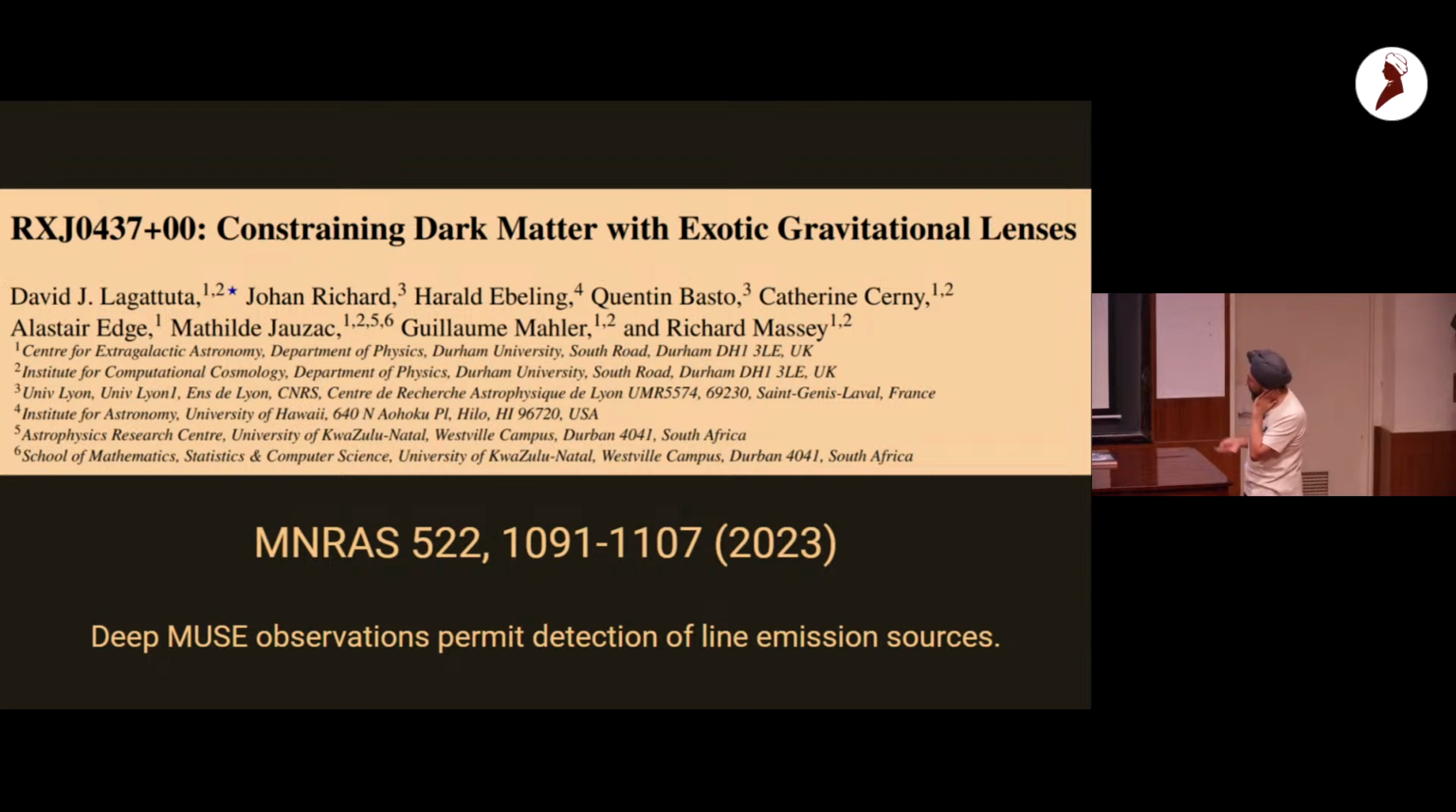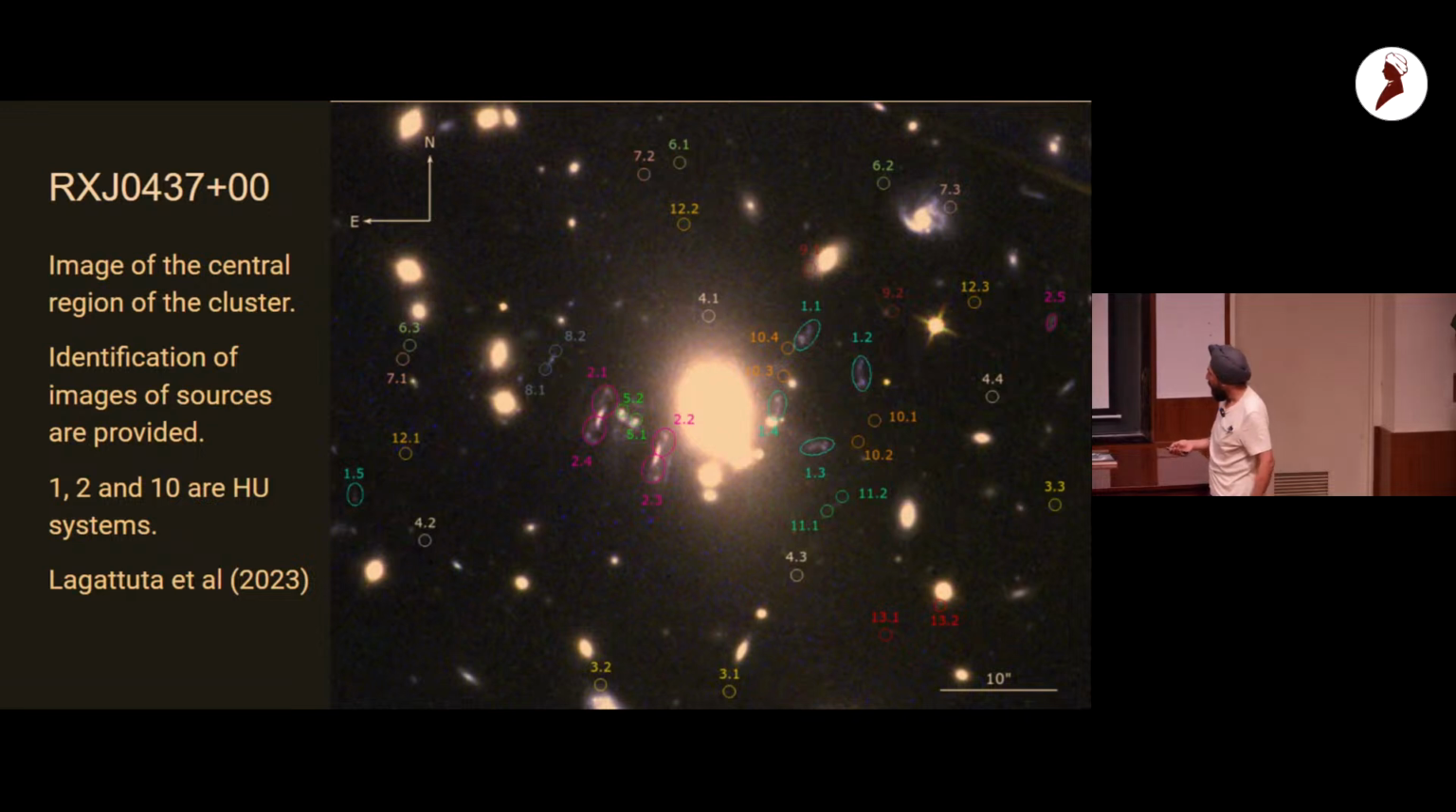So in 2023, this paper by Lagattuta et al. appeared. They had done deep MUSE observations of several clusters. Here they presented results for one cluster of galaxies, and they found 3 hyperbolic umbilics in this one. So this is 1.1, 1.2, 3, 4, and then 2, a tiny ring here, and then you have 10, which is here. So they found 3 hyperbolic umbilics in a single cluster, and actually they have observed many more. They are right now preparing an atlas of hyperbolic umbilics paper with about 10 to 12 sources.